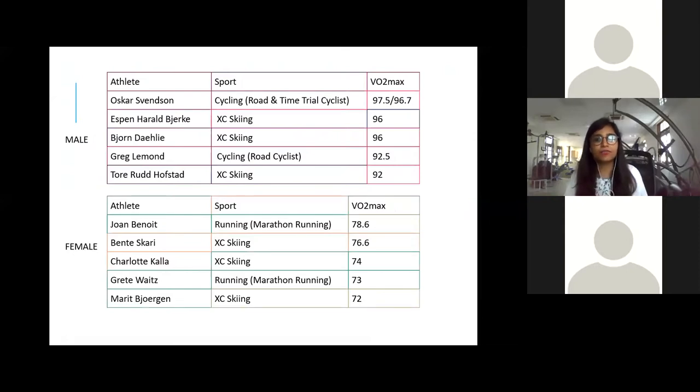This is for world-class athletes. If you see, their values are amazingly high. They are about 90 for males, and as you see the difference between male and female, the values for females are also about 70, 78.